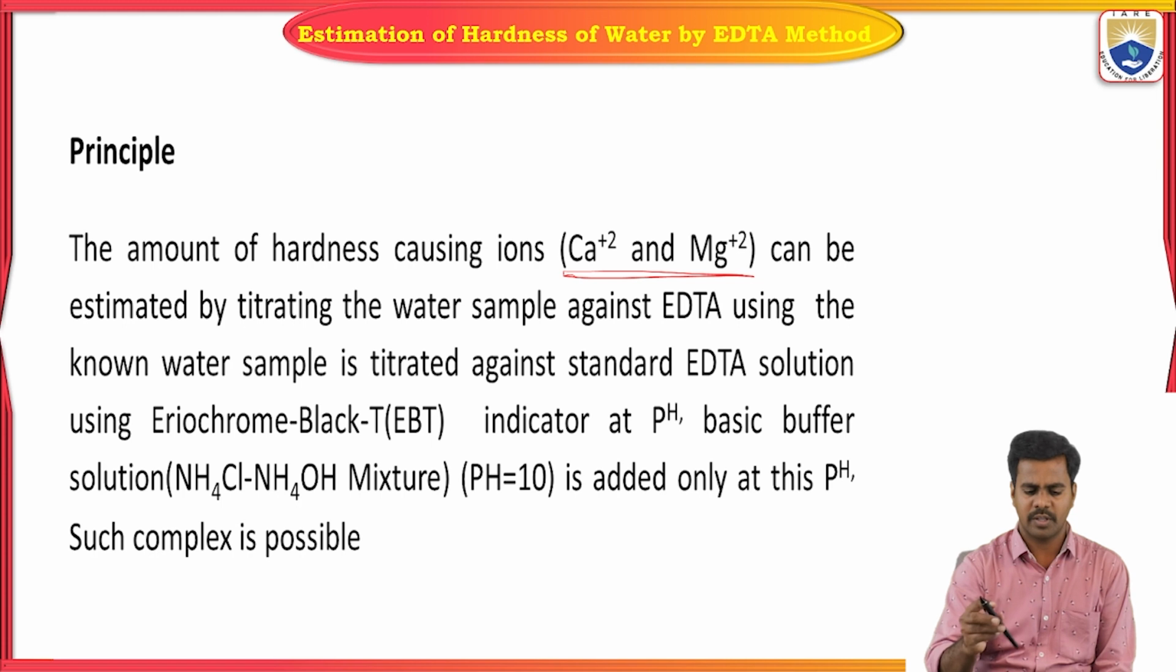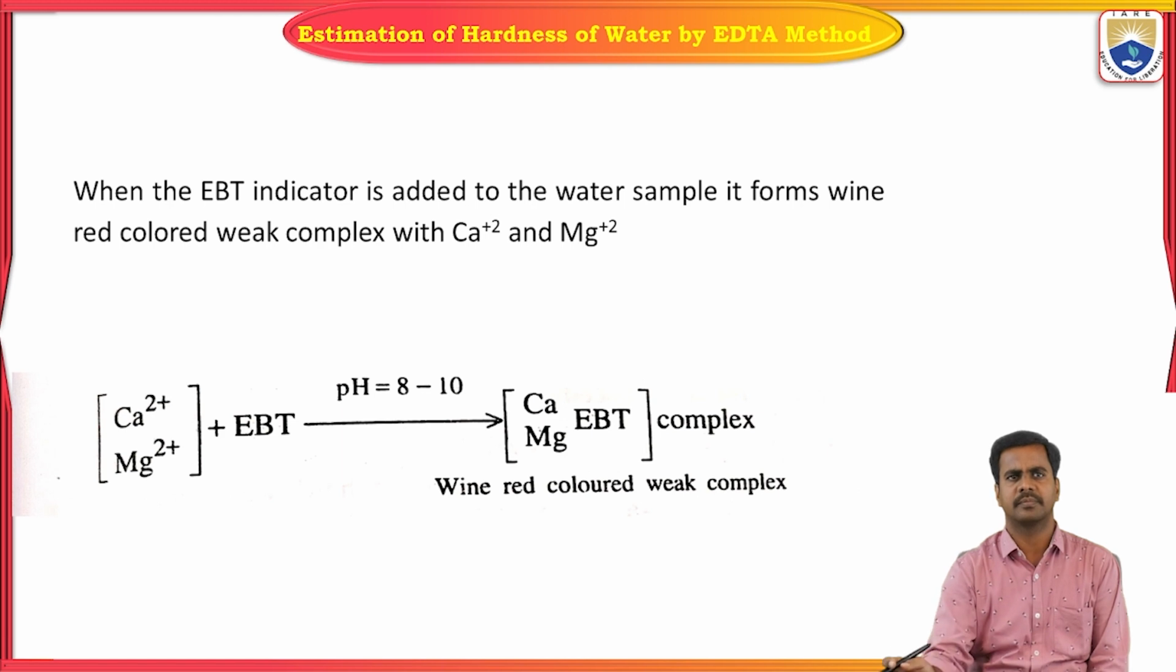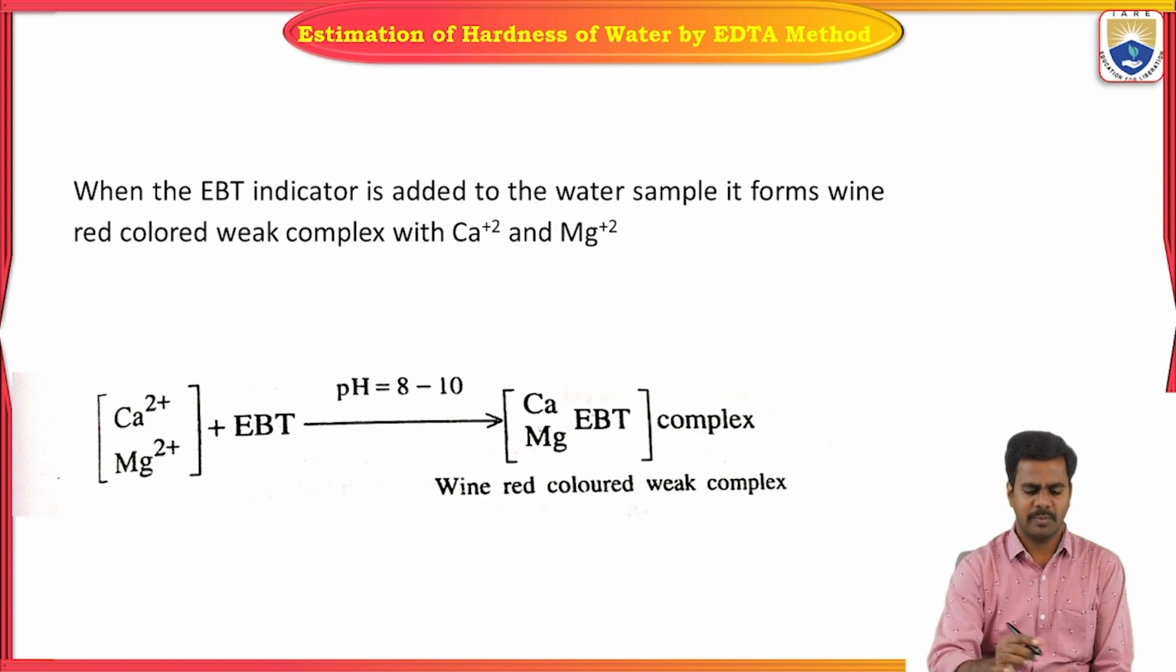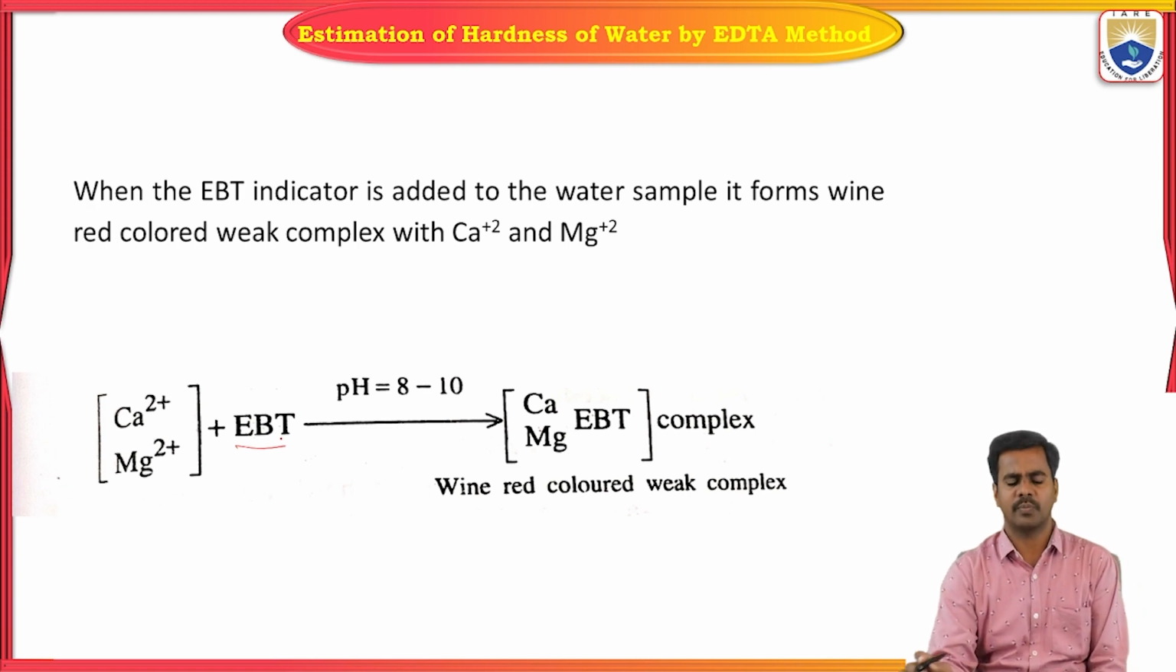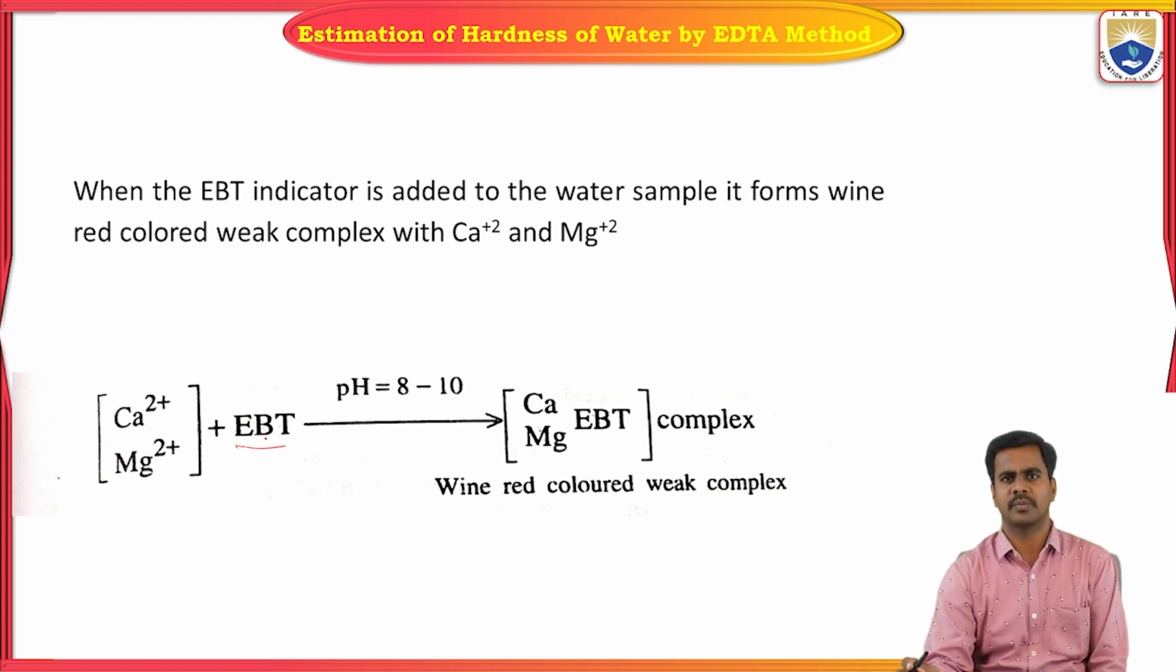Coming to the principle, some amount of water we should take into the conical flask. To that, add a few drops of EBT indicator, Eriochrome Black T indicator, into the conical flask, as well as 2 or 3 drops of ammonium buffer solution.